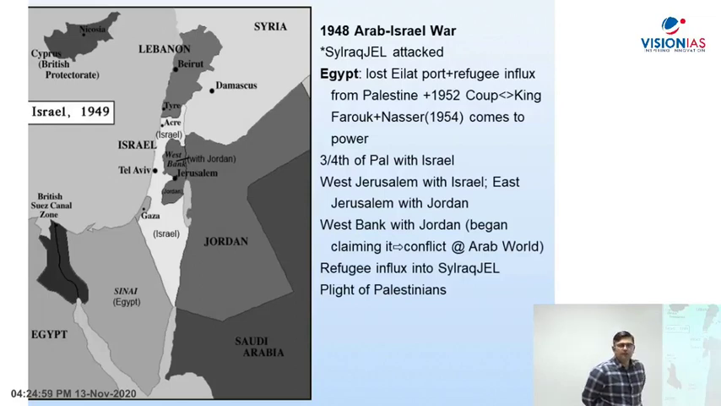The forces of Jordan, they capture West Bank, they are supporters of Palestine, and they also capture East Jerusalem. What is the net result? Net result is that the Palestinians after this war, they are either living under the occupation of their friend Jordan or their enemy, Israel. The net result is 3/4 of Palestine is with Israel. Theek?